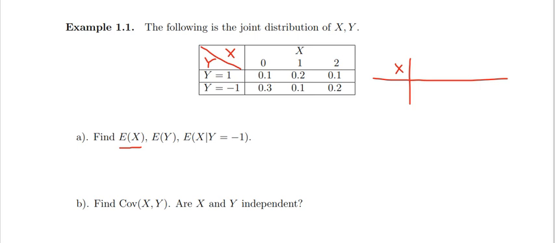Okay, so x can be these three possible values. What is the probability for x equals 0? We don't care about y, we just put this together, right? So 0.4. Then x equals 1 is 0.3, x equals 2 is 0.3, right? So from here we can find the distribution of x.